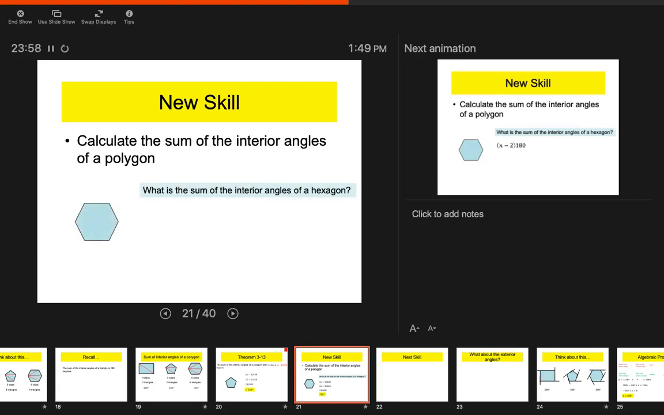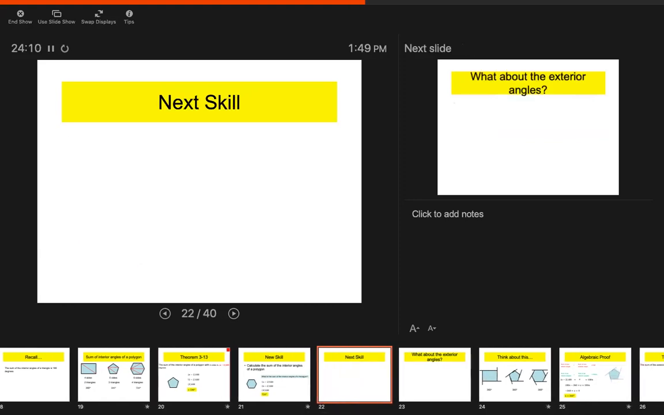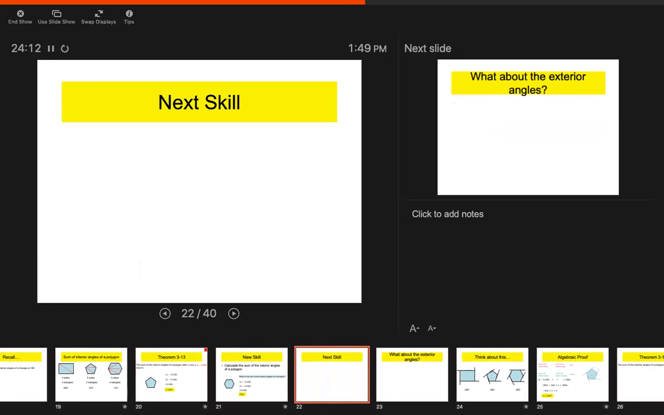All right. By the way, one more practice. 720. How'd you do that? n is 6, 6 minus 2 times 180. Okay, so 4 times 180 basically, right? Okay. So the natural question is, well, what about the external angles? Last class we made external angles. How do we make external angles?